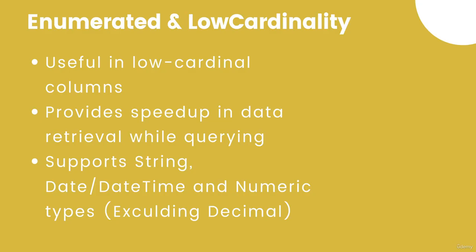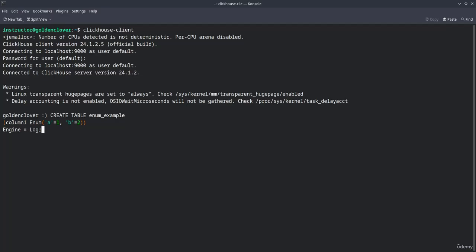The enumerated data type consists of named values, and low cardinality data type is a superstructure on top of other data types that can include string, date, datetime, and numeric types, excluding decimal data type. Let us look at an example for each of these data types. We will begin with enumerated data type. We have seen that the enumerated type consists of name values, where the names are strings and the values are integers. Enumerated type can hold 8-bit or 16-bit integers.